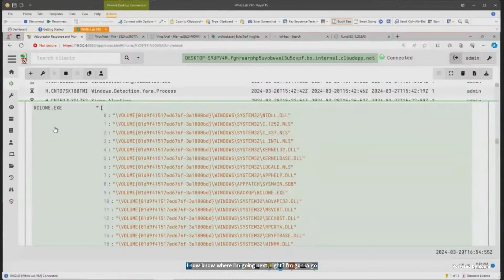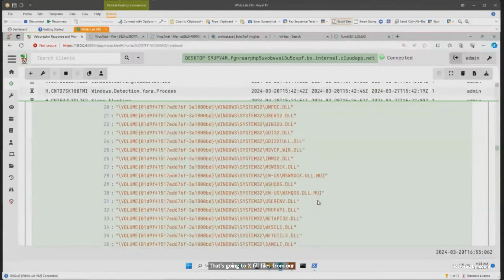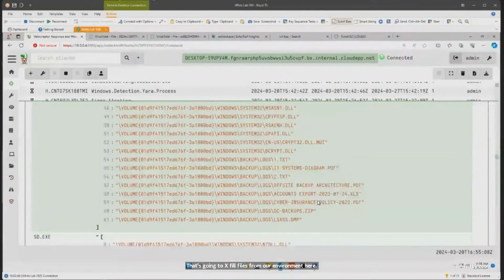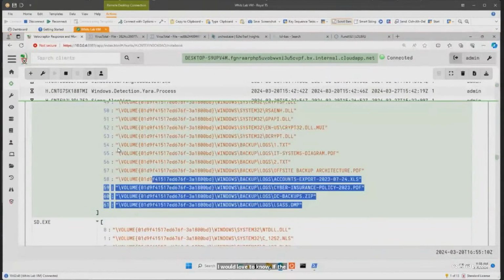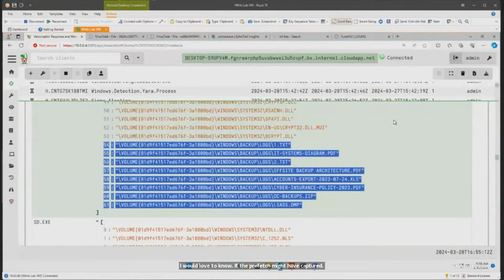And it's that rclone utility, right? That rclone command line based tool that's going to exfil files from our environment here. I would love to know if the prefetch might have captured some of the files that were exfilled, right? And so there's some really, really cool findings in here, folks.